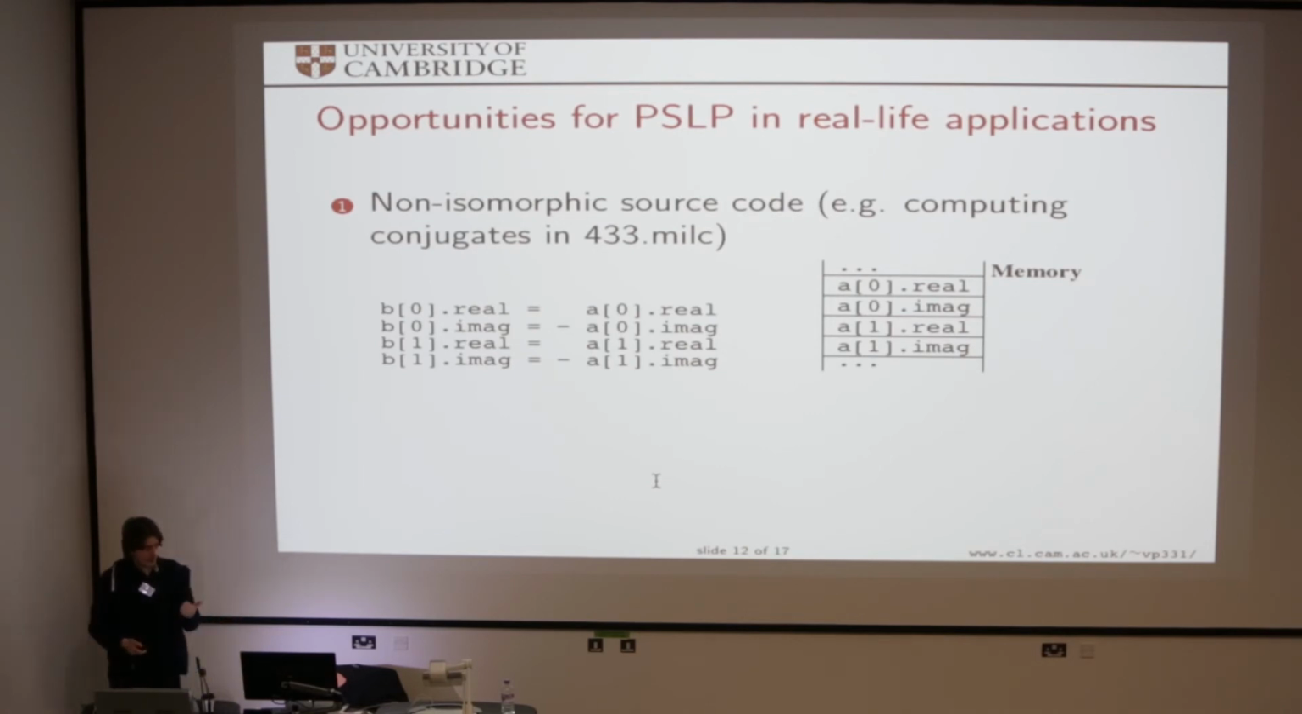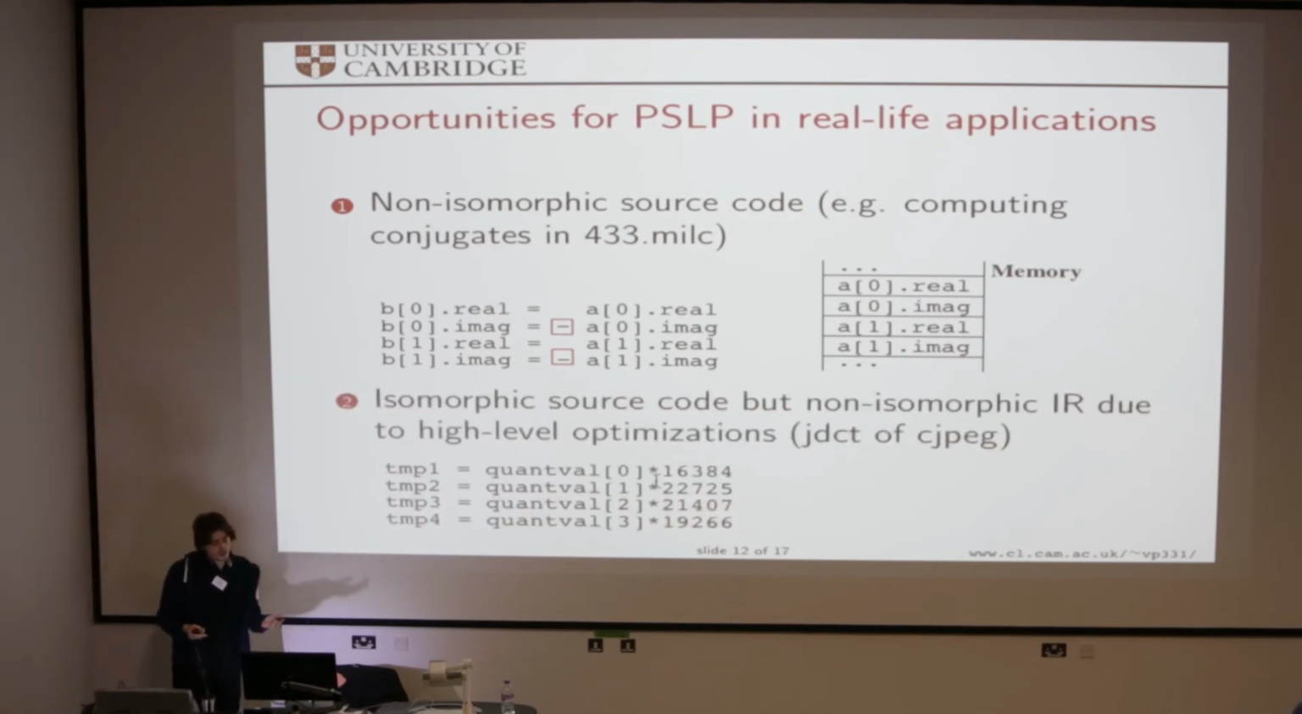One is when the code itself is non-isomorphic. Like if you have this code, some of the statements have this minus over here. So the code becomes isomorphic, and with PSLP we fix this problem.